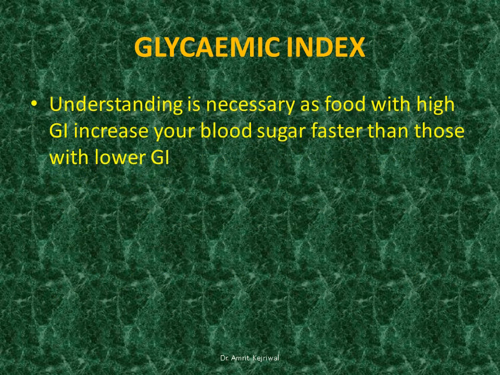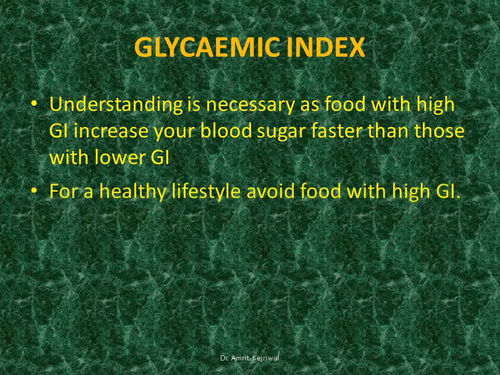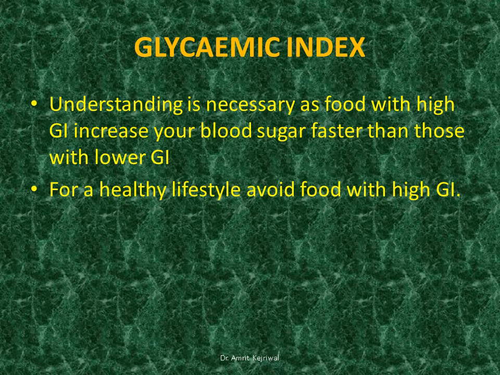It is necessary to understand the glycemic index because food with a high glycemic index increases your blood sugar faster than those with a lower glycemic index. So if your blood sugar goes high, you may develop high blood sugar and all the complications of diabetes. For a healthy lifestyle, we should avoid food with a high glycemic index.